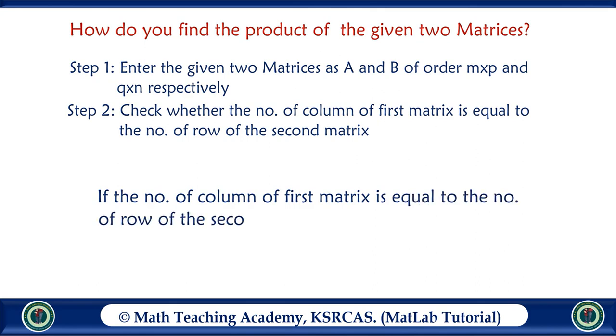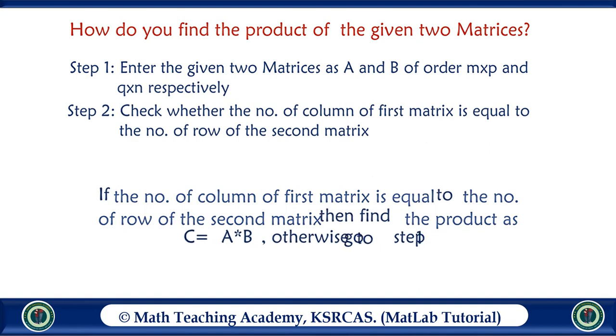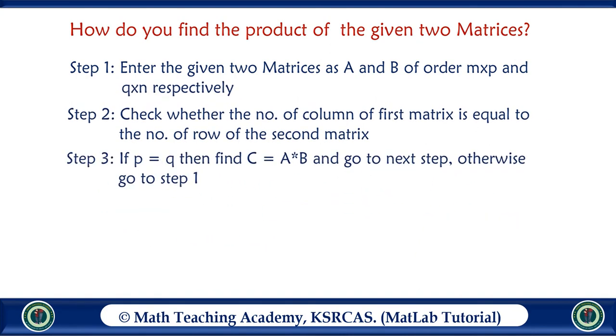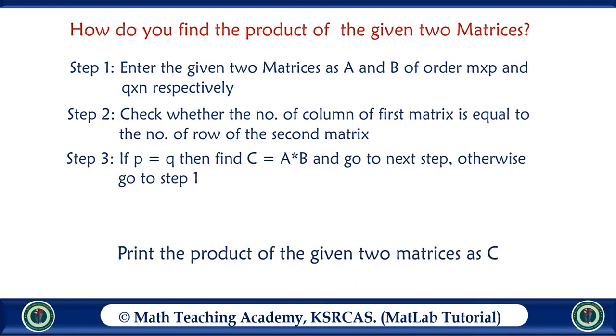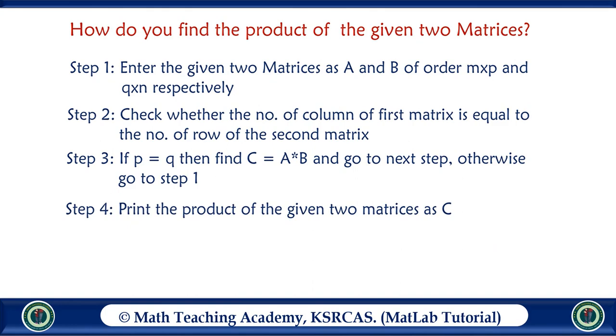If the number of columns of the first matrix is equal to the number of rows of the second matrix, then find the product as C is equal to A star B. Otherwise, go to step 1. Step 3. If p is equal to q, then find C is equal to A star B and go to the next step. Otherwise, go and receive another matrix as an input. Now print the product of the given two matrices as C. Step 4. Print the product of the given two matrices as C.